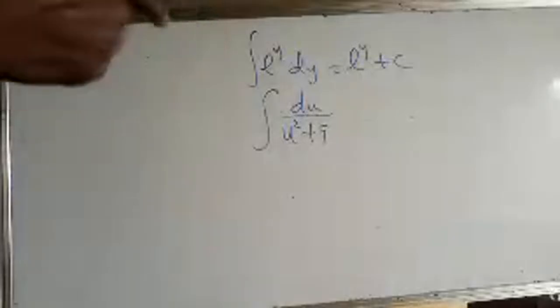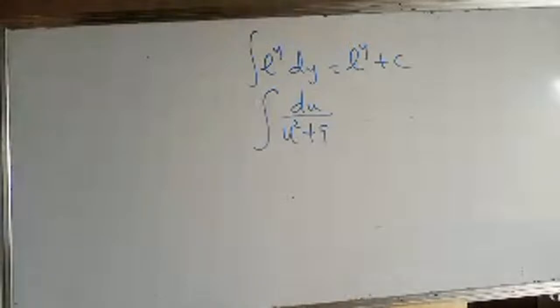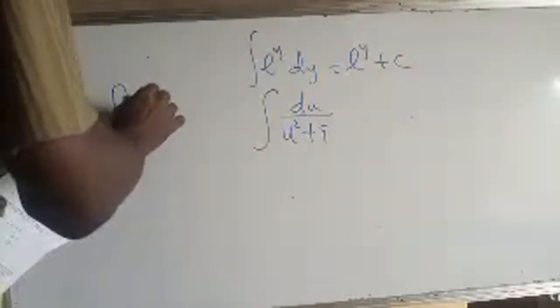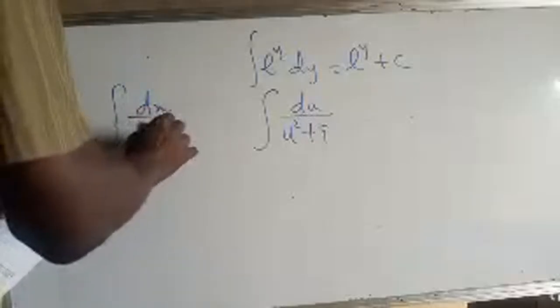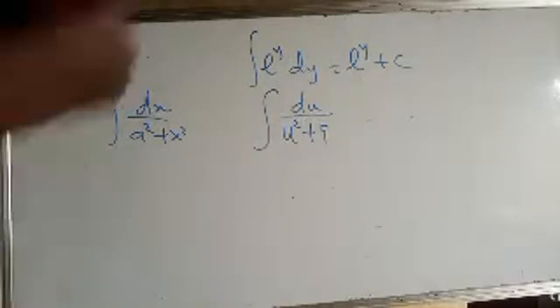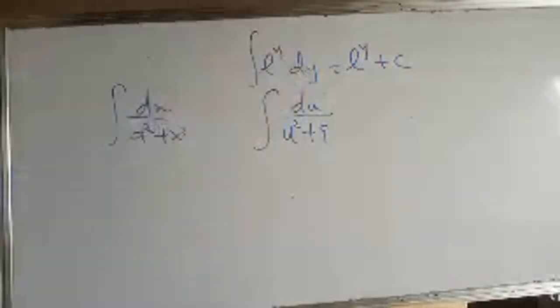Suppose you have du all over u squared plus 9. Beautiful. Now, if you look at this du all over u squared plus 9, you will observe that it is very close to the earlier one, the integral of dx all over a squared plus x squared. You see, they are very, very similar. The only difference is that instead of the variable x, we use the variable u.